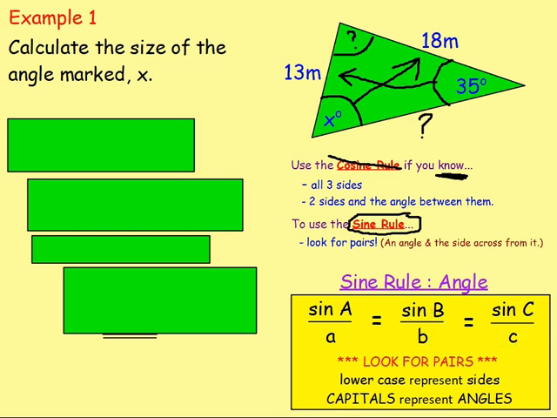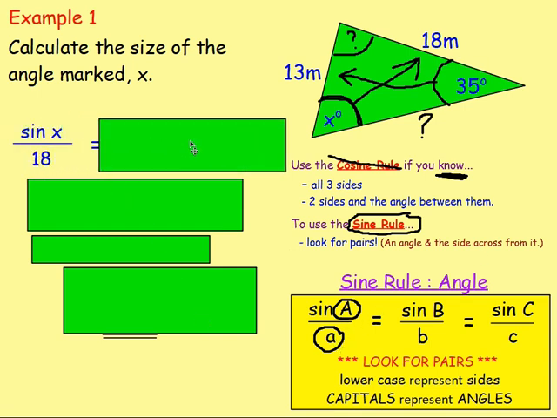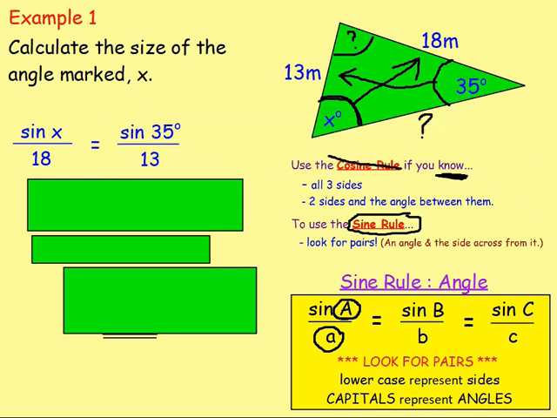So we know it's the sine rule, working out the size of an angle. And because it's an angle, the angles are going to be on top. In this formula here, remember the capital letters represent the angles. But here, the angle we are calling is X. So we're going to start off saying that sine X over, and what's X paired up with? 18. Good, the lowercase letters represent the sides. So sine X will be over the side 18. So sine X over 18 would equal, and then look for another pair with sine of the angle over the side. So the other pair is 35 and the 13, so it's going to be sine 35 over 13.